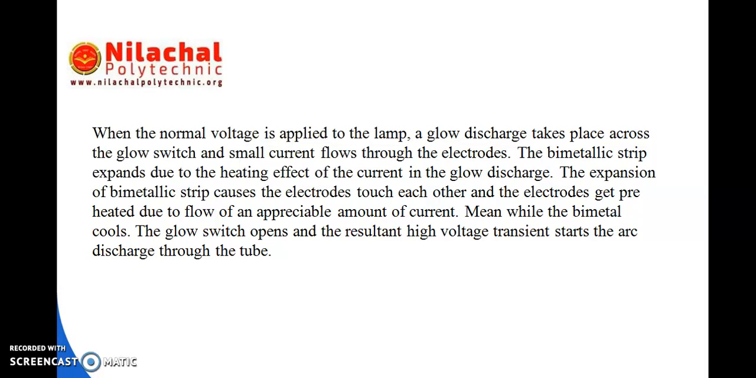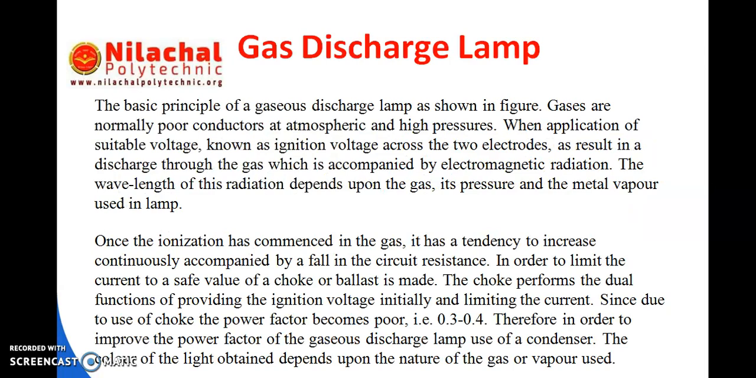Meanwhile the bimetallic strip cools, the glow switch opens, and the resultant high voltage transient starts the arc discharge through the tube. So this is about your glow type starter. And another thing we will discuss is the gas discharge lamp.